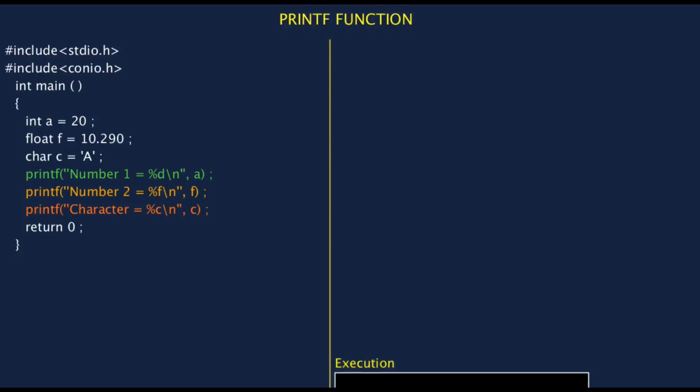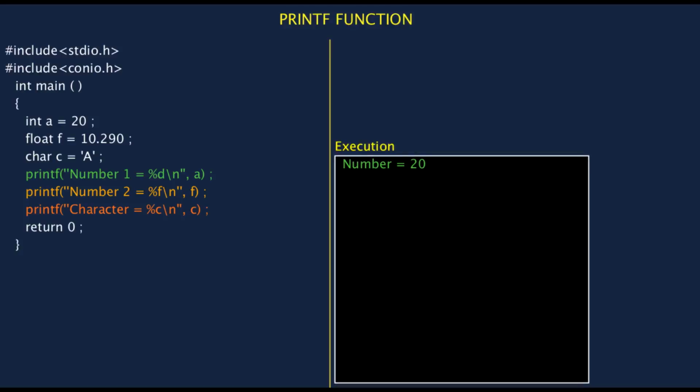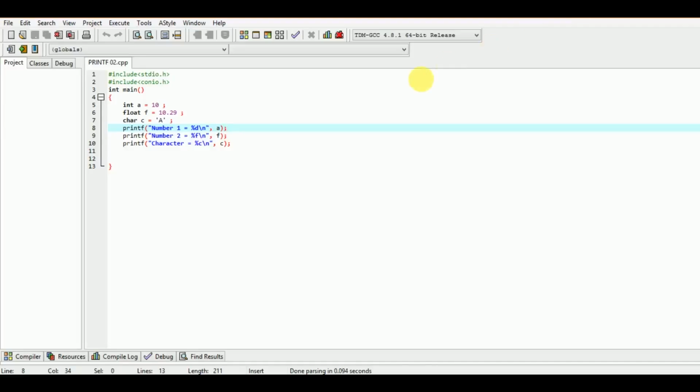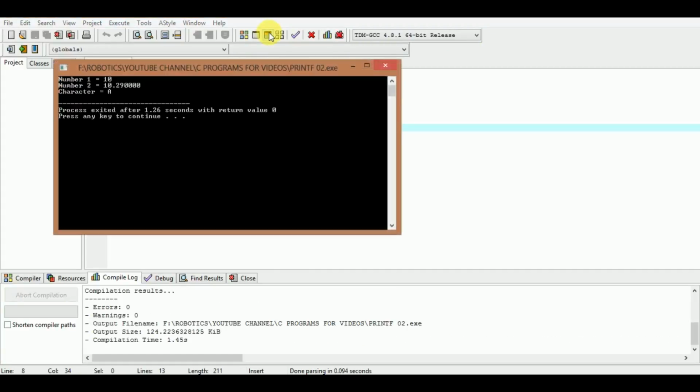Now let's see, when we compile and run this program, what are the outputs we get. First this will print number 1 equals 20. And then number 2 equals the value of f, that is 10.290. And then the character equals a, that is the value of c. Now let's compile and run this program using F11 or you can just click here. Now that's it. Number 1 equals 10, number 2 equals 10.290000 and then character equals a.